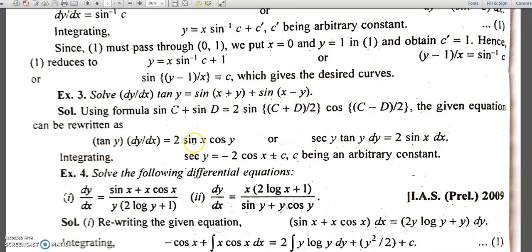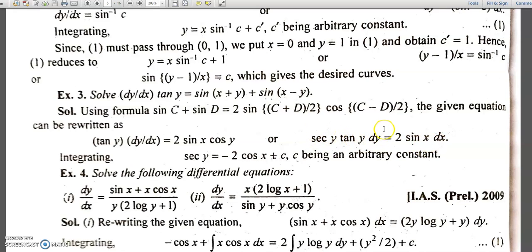Okay, so the given equation can be rewritten like this: tan y dy/dx = 2 sin(this plus this, that is twice x divided by 2, that is x) cos(this minus this, that is 2y divided by 2, that is y). Now you know that tan y means sin y / cos y. So what we get here? sec y tan y dy = 2 sin x dx.